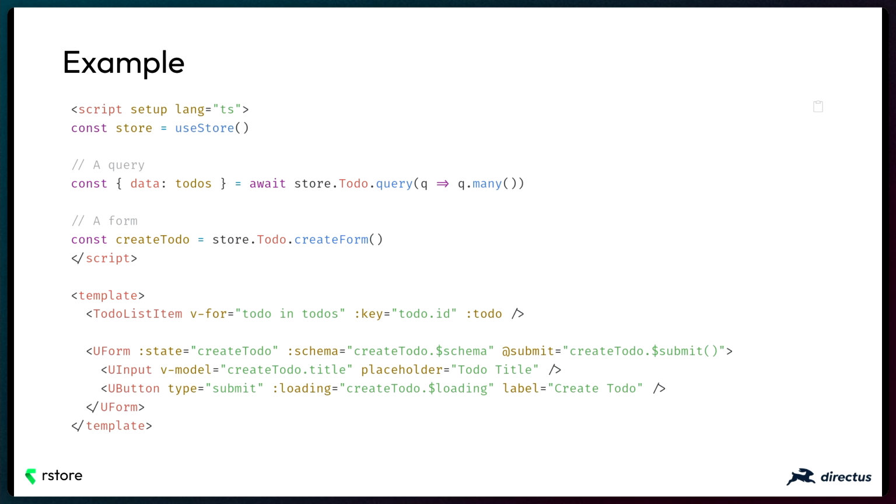Here's a real life-like example in a Vue component with an interesting API, which is the form object you can create with some methods from rstore, which really helps with forms, because forms are always a pain, right? Who likes building forms here? Nobody? Oh, you're brave.